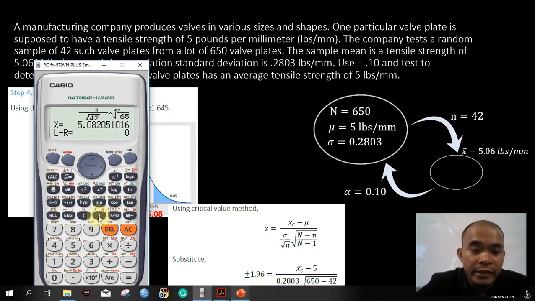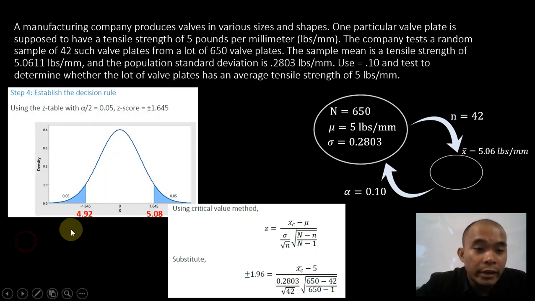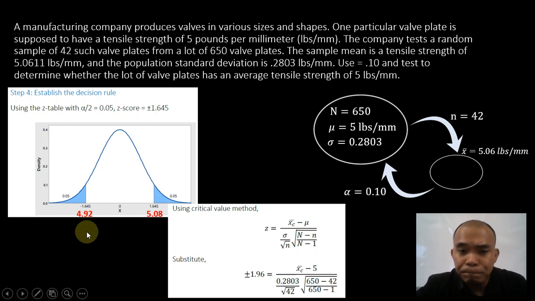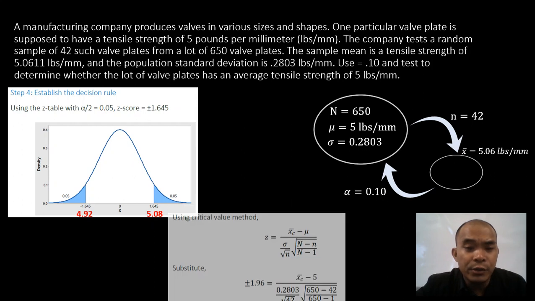Let's go back, guys. If you are already in this step, do not press AC and then try to encode again. To save some time, just use the replay here. Replace this one by negative, and then shift solve for x, and just press equal there. So that is 4.91 or 4.92. In this particular case, it is 4.92. And that is our decision, we establish our decision rule.